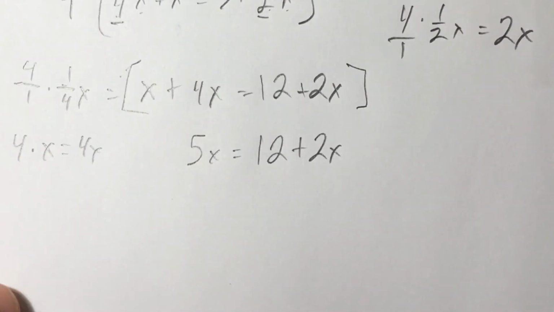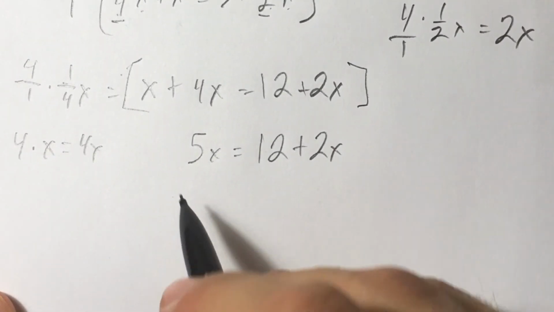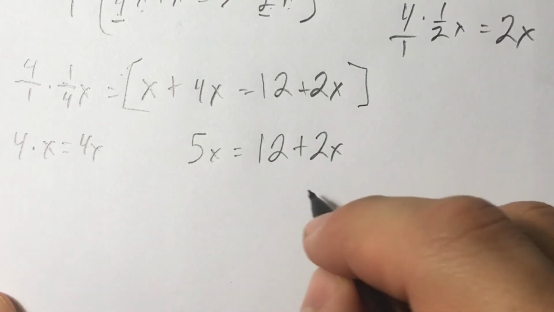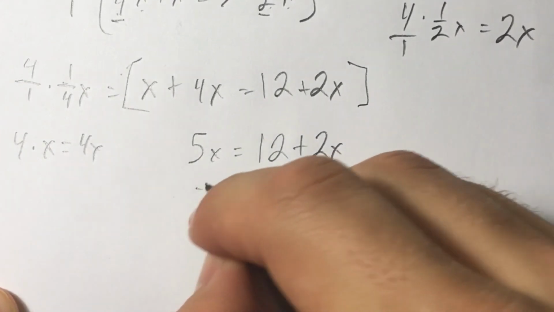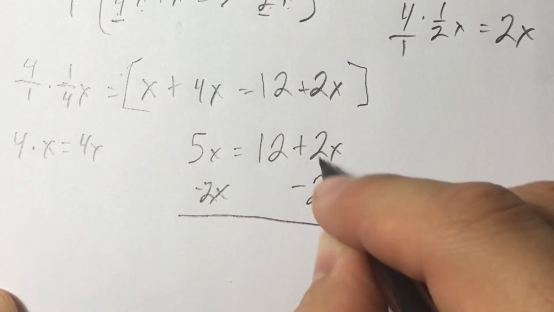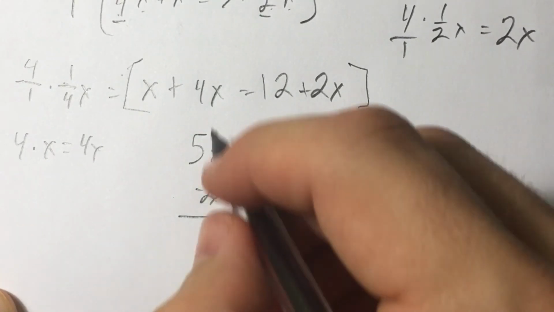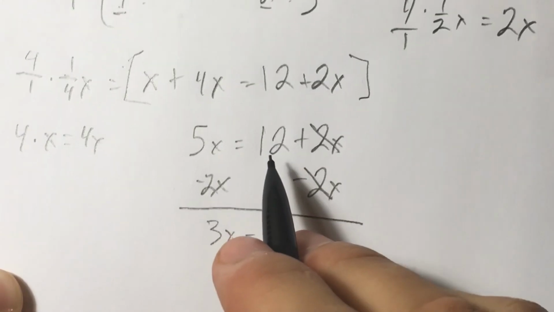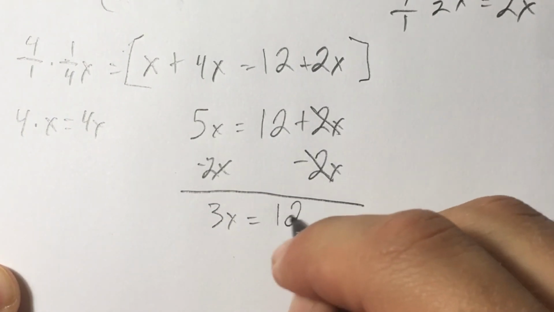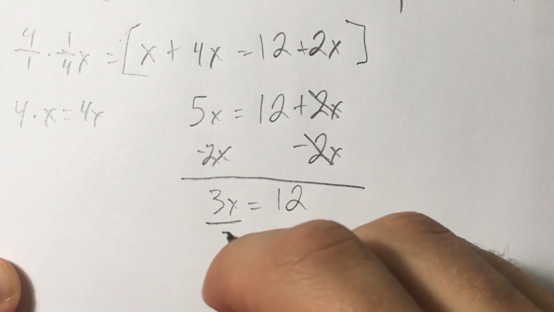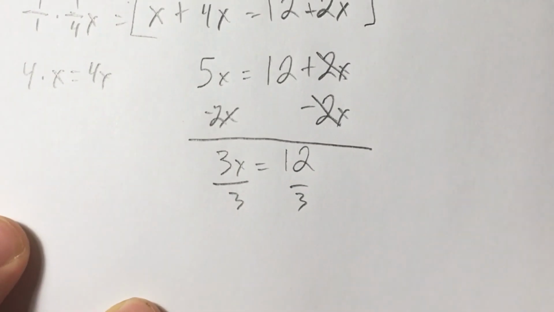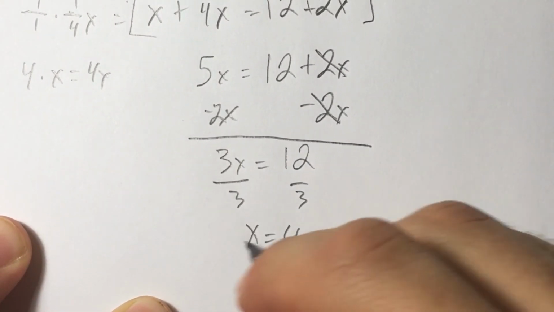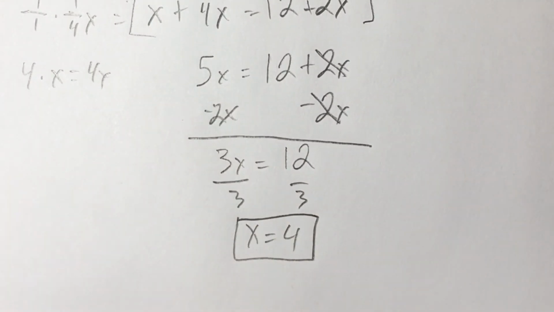Now we can solve. So I want to get all of my variables on this side, so I'm going to subtract 2x from both sides. That'll eliminate this 2x, so we'll have 5x minus 2x gives us 3x, equals, all we have left over here is a positive 12. Now divide both sides by 3 to get x equals positive 4.